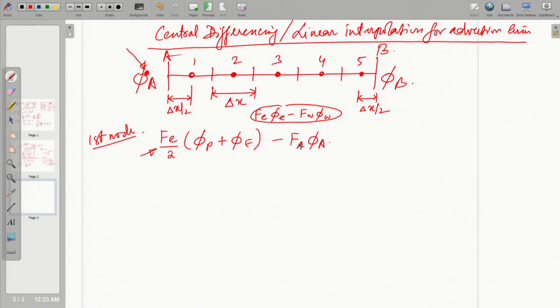So, you define the convective flux F as F a, and then the advective flux becomes F a times phi a, where the boundary value is used. What happens on the right hand side of the equation? The right hand side of the equation looks like this. Let us try to put the right hand side values.